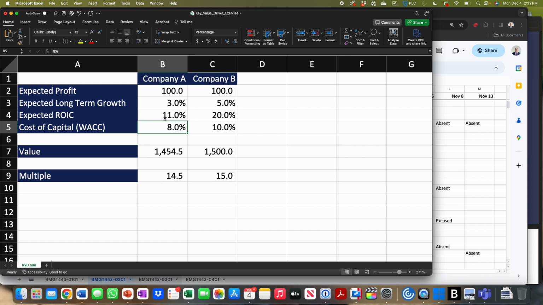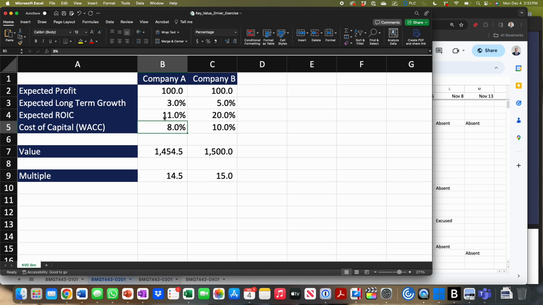Because nobody's going to pay a huge amount of money for a company they don't think is going to be around, right? And no one's going to pay a huge amount of money for a company that's going to be shrinking themselves away. So that's the point. They have to grow at a positive spread. That's one of the scenarios, the key value drivers.